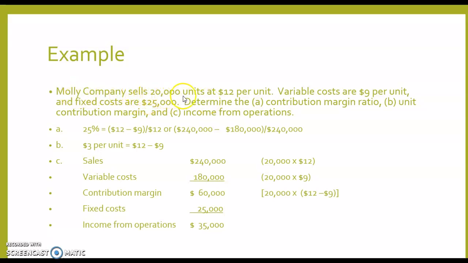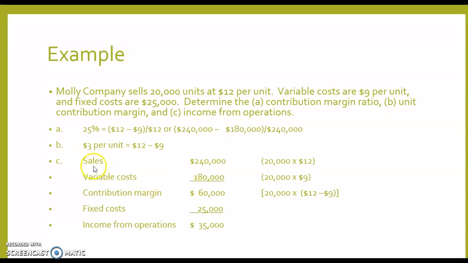Molly Company sells 20,000 units at $12 per unit. So that's the sales price for one unit. The variable costs are $9 per unit. And the total fixed costs are $25,000 for the period. They want you to determine the contribution margin ratio, the contribution margin per unit, and the income from operations, also known as operating income. So let's do that backwards.